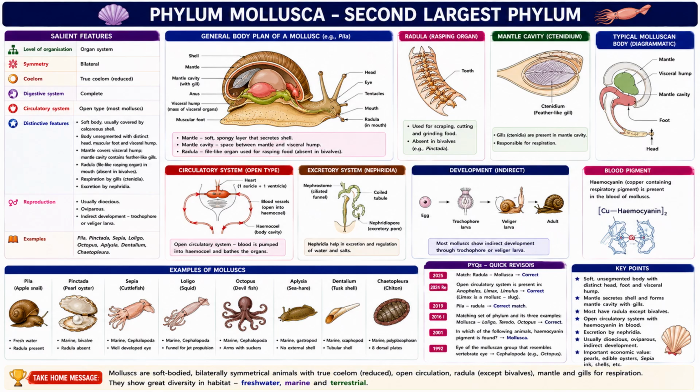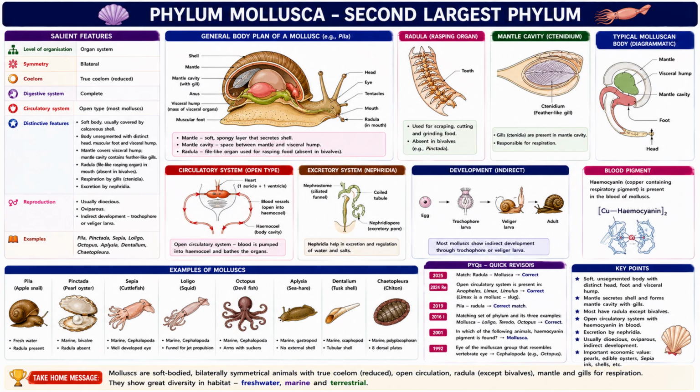Similarly, phylum Mollusca is the second largest phylum after the phylum Arthropoda. As we have seen in the earlier slide, phylum Arthropoda, which has jointed appendages, is the largest phylum when it comes to diversity of species. The level of organization here is organ system level. The symmetry is bilateral. The coelom is a true coelom, that is a reduced one, and the digestive system is complete. It means it has both an opening and an exit opening, mouth and anus. The circulatory system is open type. Most mollusks have open type, with a few exceptions.